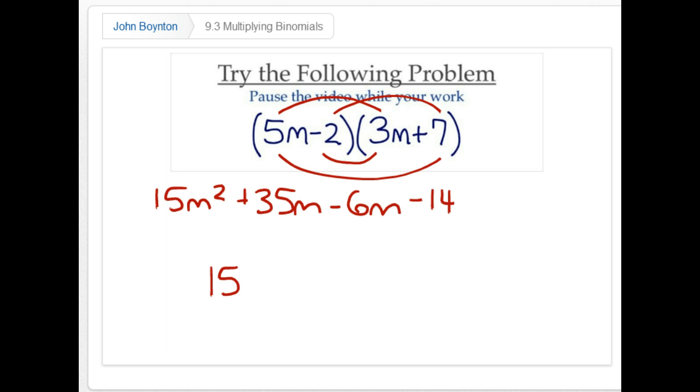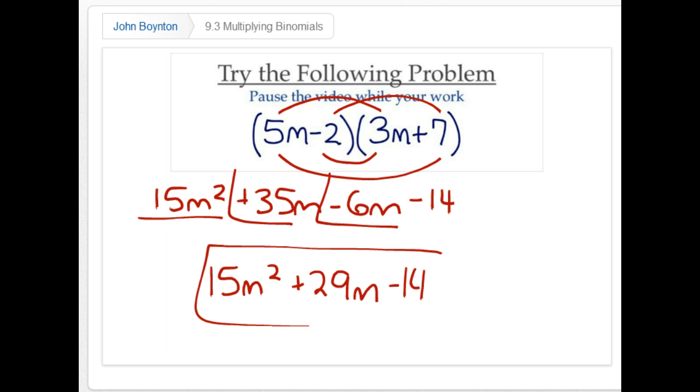Alright, combining our like terms, I've got 15m squared, positive 35 and negative 6m makes positive 29m, and then negative 14 is what's left. And there's your final answer. Again, I'm never going to be a stickler about what order you do that in.